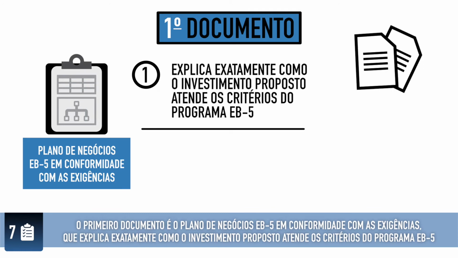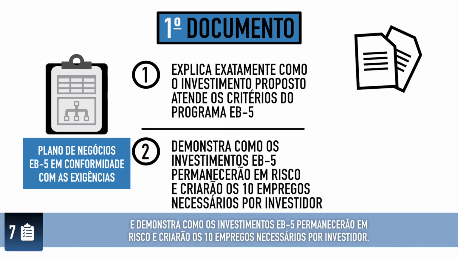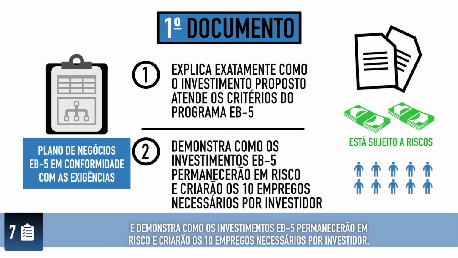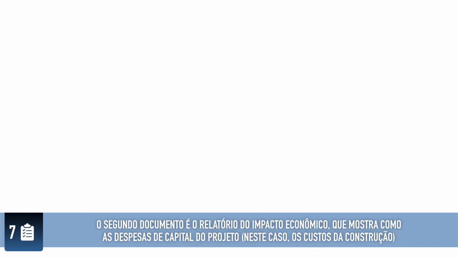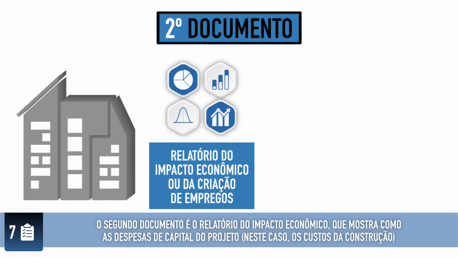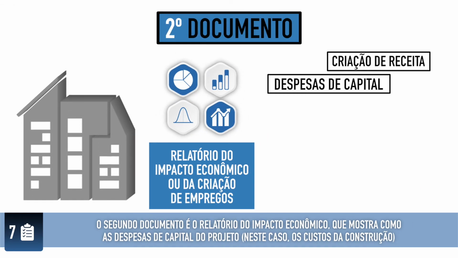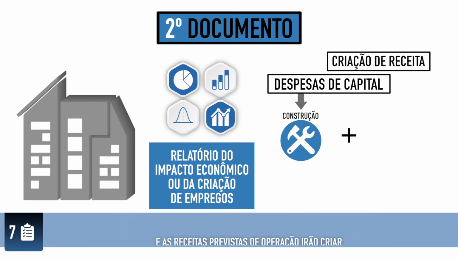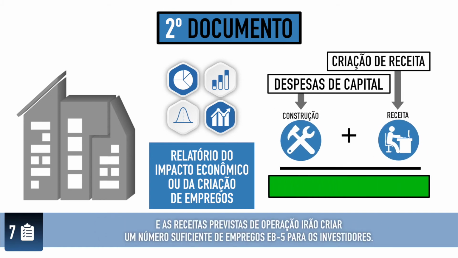the criteria of the EB5 program and demonstrates how EB5 investments will remain at risk and create the required 10 jobs per investor. The second document is the Economic Impact Report, which shows how the project's capital expenditures, in this case construction costs, and projected operating revenues will create a sufficient number of EB5 jobs for the investors.